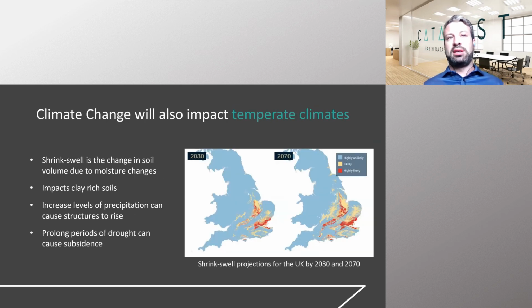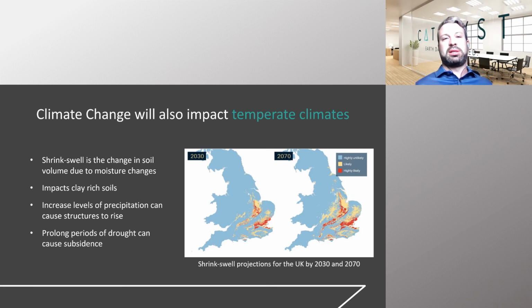Now, this isn't just a problem for the Arctic and subarctic areas. More temperate climates are also going to be impacted negatively by climate change, and as a result are seeing increases in subsidence activities. This is due to a different type of phenomenon as opposed to permafrost melt, something known as shrink swell.